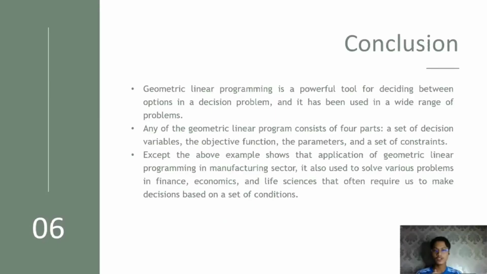So in conclusion, geometric linear programming is a powerful tool for deciding between options in a decision problem, and it has been used in a wide range of problems. Any geometric linear program consists of 4 parts: a set of decision variables, the objective function, the parameters, and a set of constraints.